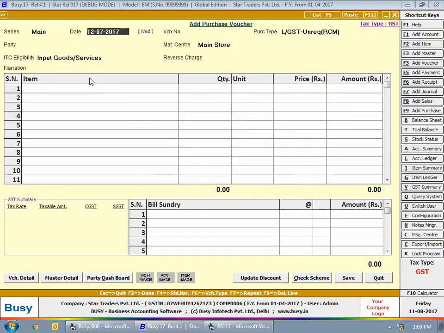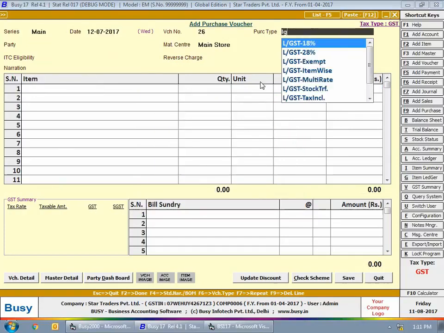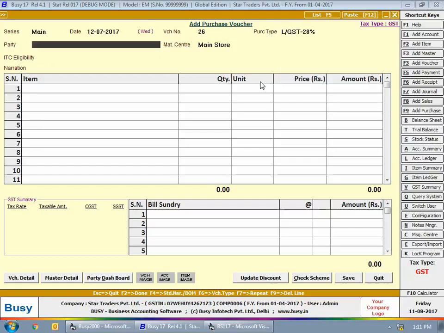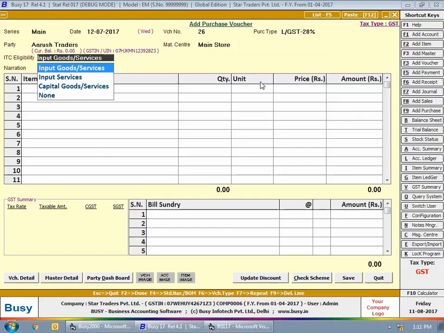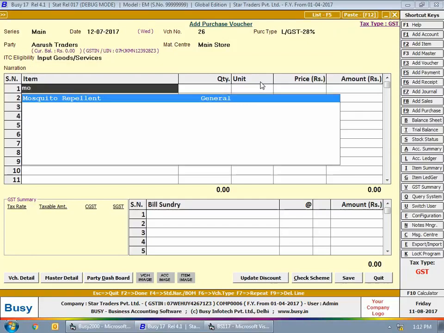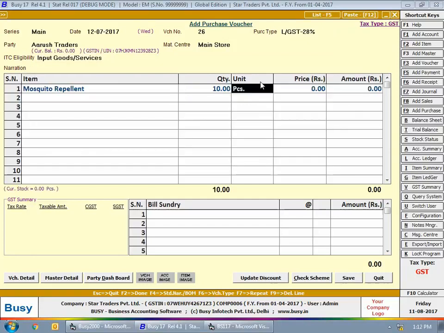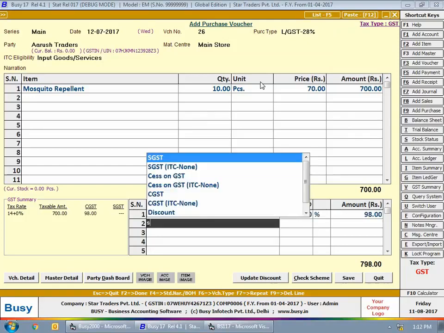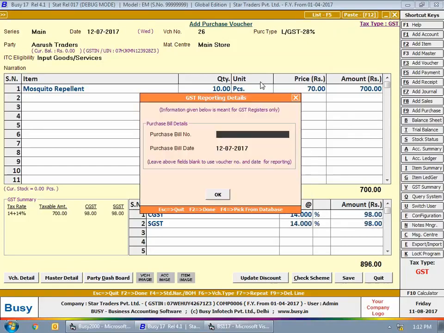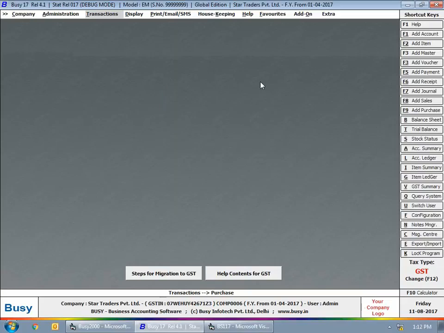Next we'll enter one more purchase voucher. This is our normal, regular purchase from a registered dealer. Purchase type LGST 28%, party we have specified as Ayush Traders, ITC eligibility yes, input goods services, mosquito repellent 10 pieces we have purchased at rupees 70 per piece, and we have charged CGST and SGST bill sundry in the bill. So this is our regular purchase for any office expense.